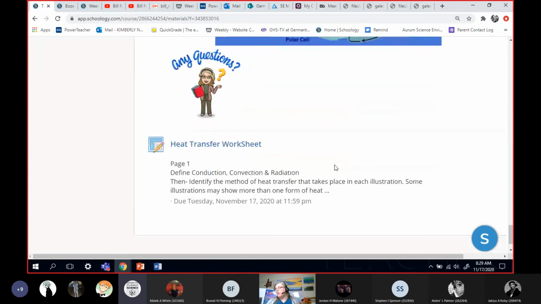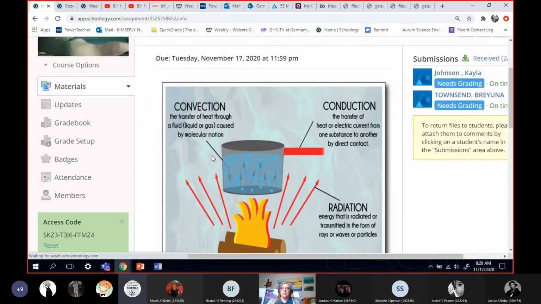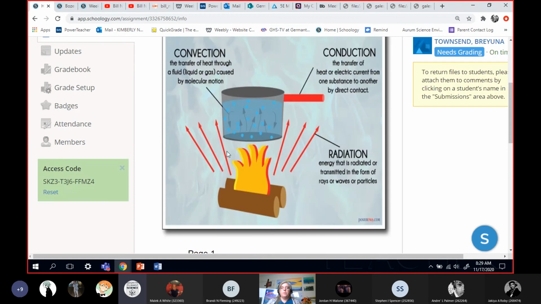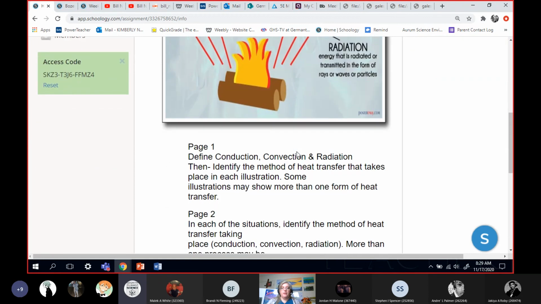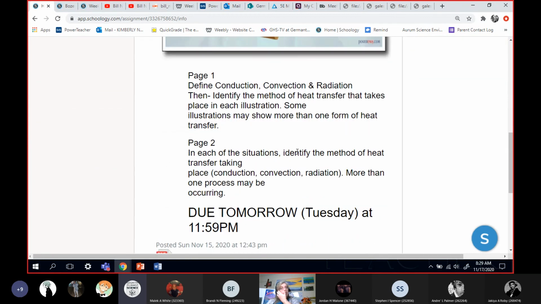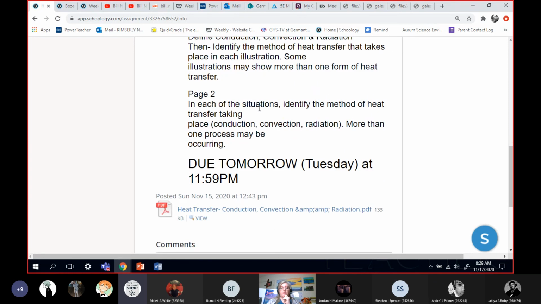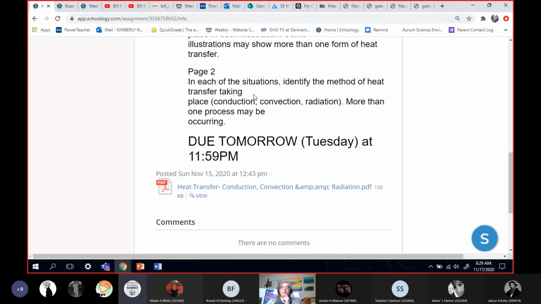Do you guys have any questions for right now? All right, let's look at our worksheet. Okay, oh, some of you guys have already done it. That's awesome. So I put this picture back up here to help you remind. Okay, page 1, you're going to define conduction, convection, radiation, and identify which one is in each picture, like we did with the pictures we did. And then we're going to look at the situations on page 2 to tell which one is taking place, and there can be more than one.